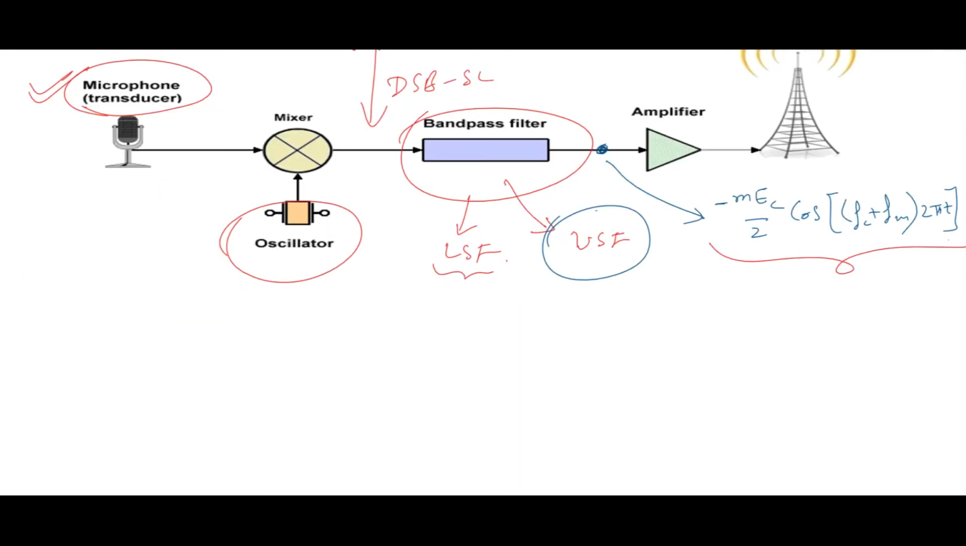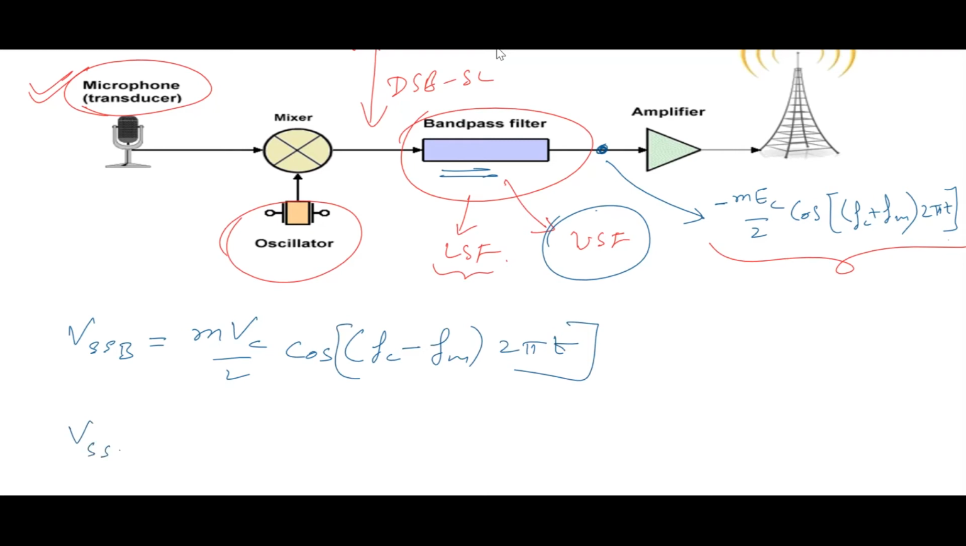From here we can have two different voltages based on the tuning of the band pass filter. We call it VSSB. If we are tuning to the lower side frequency, then it will be mVc over 2 multiplied by cos of omega c, which can be written as cos of (fc minus fm) 2 pi t. And if it is tuned to the upper side frequency, then VSSB will become minus mVc by 2 cos of (fc plus fm) multiplied by 2 pi t.